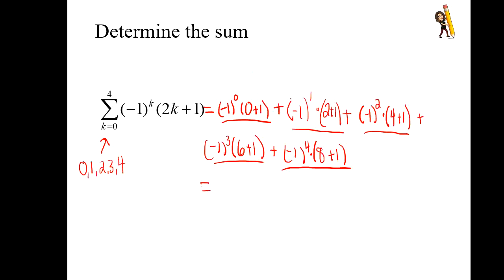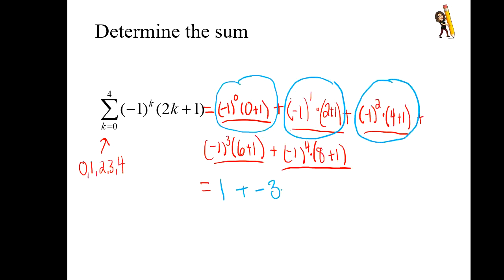So let's look at this first one. Let me grab a different color. -1 to the 0. Anything to the 0 power is going to be 1. So 1 times what's in parentheses, 0 plus 1 is 1. So it's 1 times 1, which is 1. Now moving on to the second term. -1 raised to the first power is going to result in a negative answer. 2 plus 1 is 3. Going to the next term, -1 squared is just going to be a positive 1. 4 plus 1 is 5.